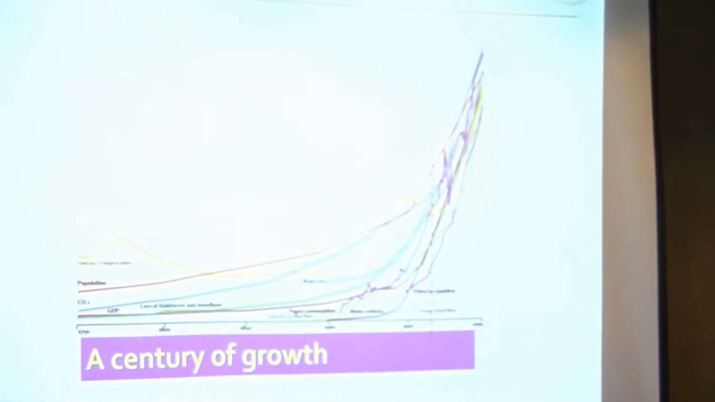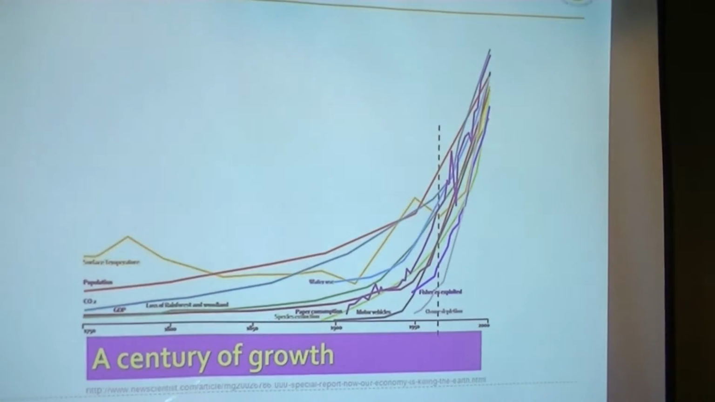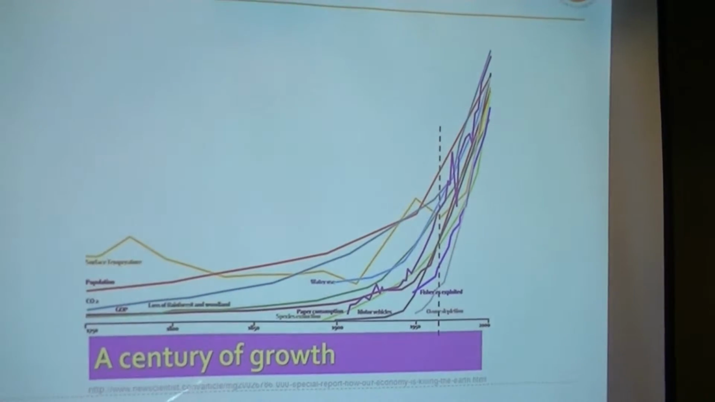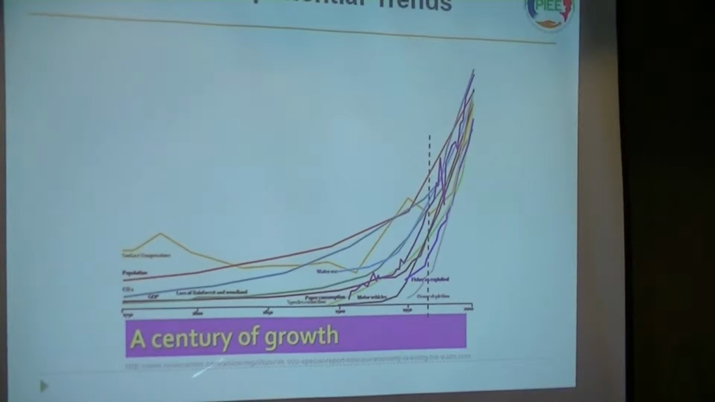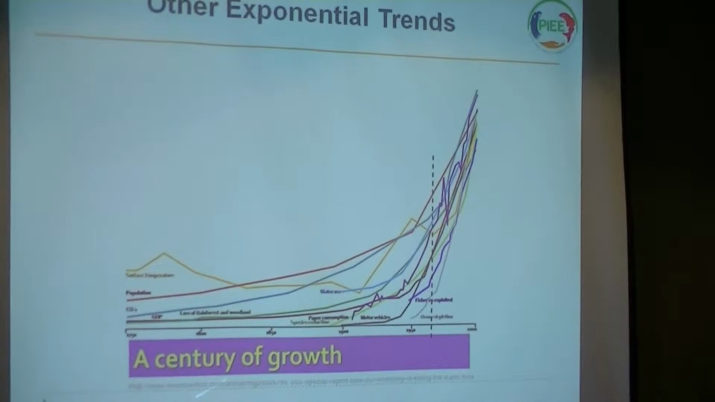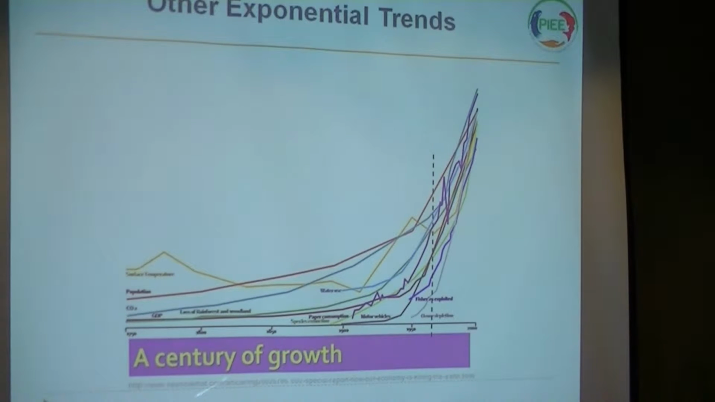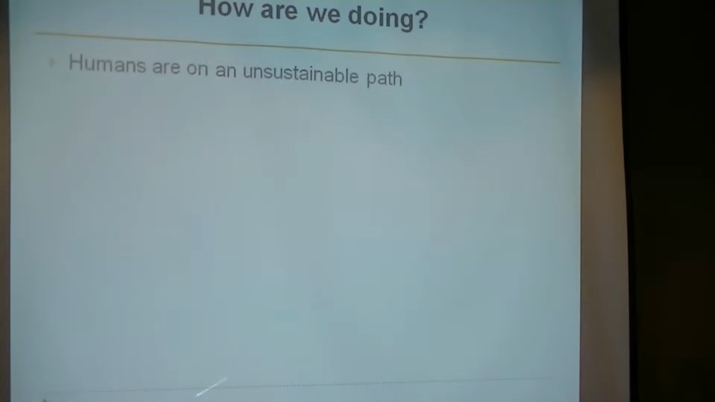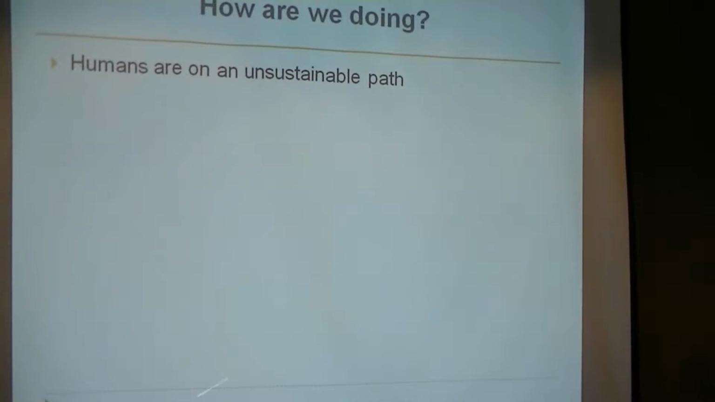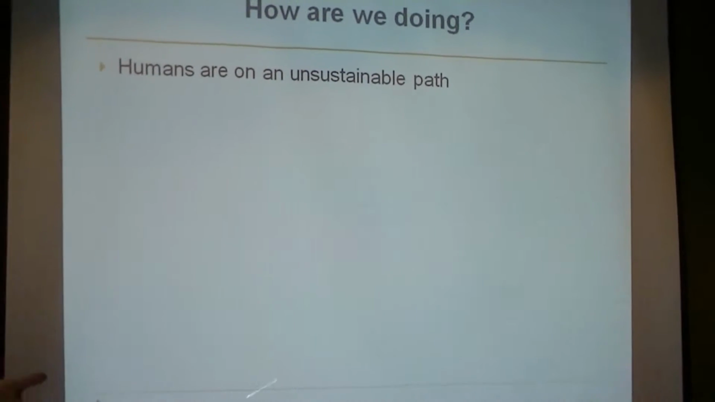And it's very important to see what other exponential trends have grown with economic growth. So here you have in this graph, it's very general, but it shows loss of rainforest, exploitation of fisheries, water use, carbon dioxide emissions. So you have a lot of other trends that have grown exponentially as well. And the question is, how are we doing? Are we on a sustainable path? Are we unsustainable? According to many scientists, humans are on an unsustainable path.